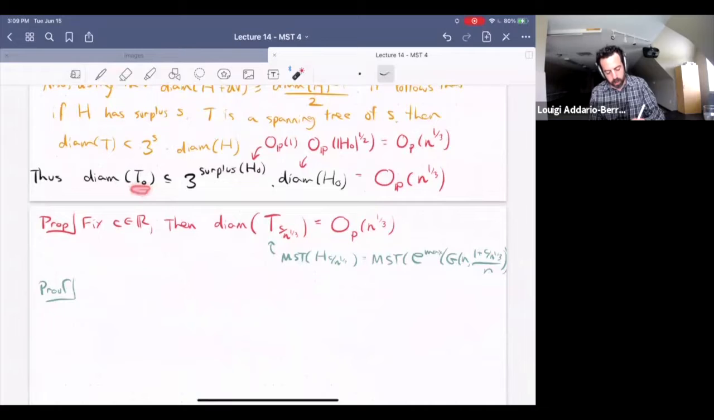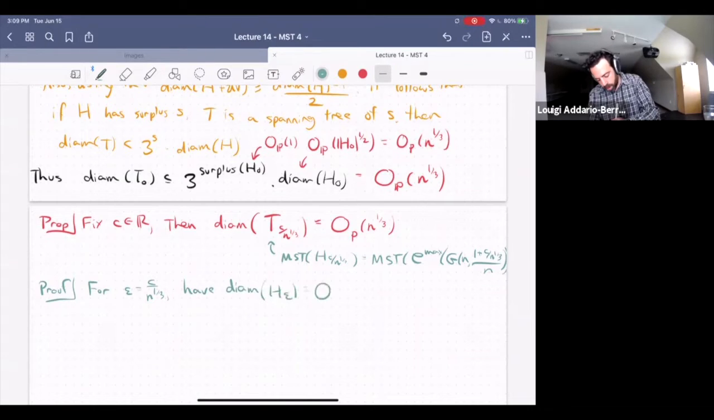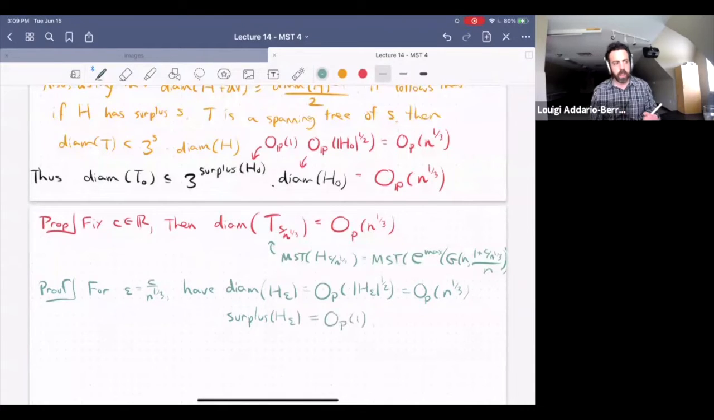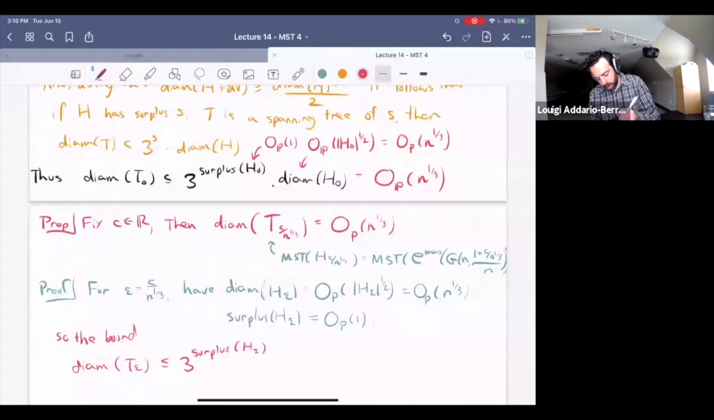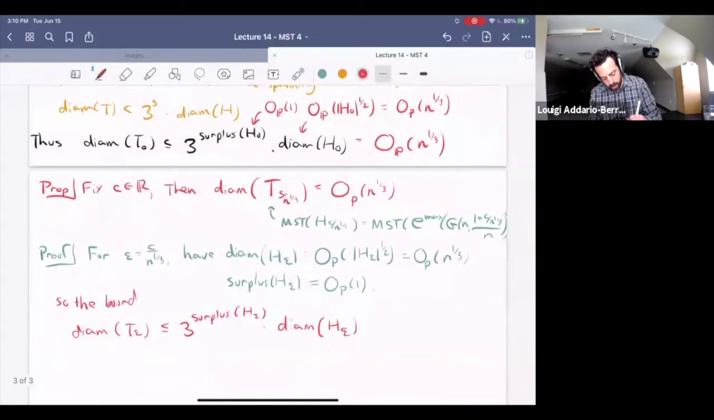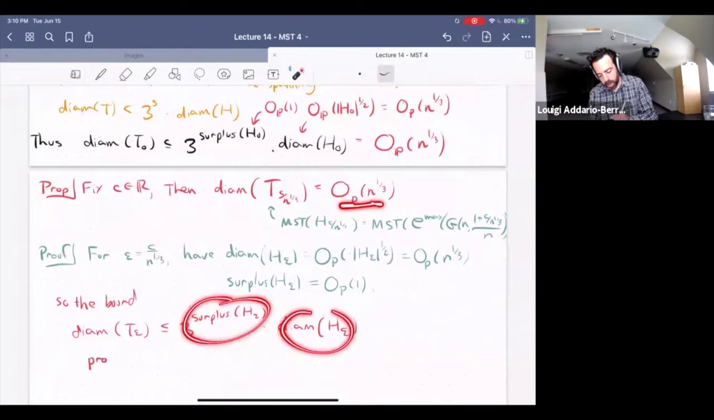And the proof of that is no different from the proof that we just did, because we just did the proof in the case C is 0, but for any C in this range, if epsilon is C over n to the 3rd, then we know that the diameter of H epsilon is of order the square root of its size. So that's still of order n to the 1/3. And the surplus of H epsilon is still of order 1. And so this bound, that the diameter of T epsilon is at most 3 to the surplus of H epsilon times the diameter of H epsilon, gives this upper bound here. This term is order 1 in probability, and this term is order n to the 1/3 in probability.